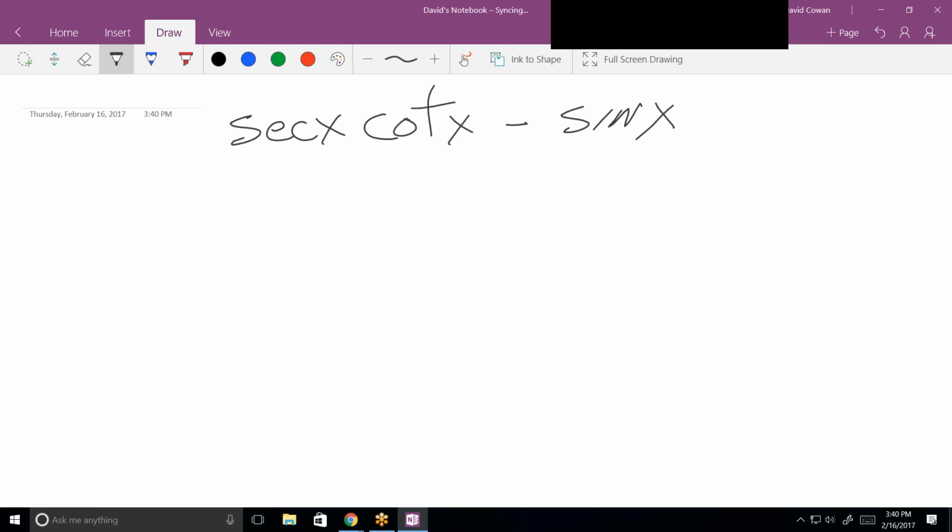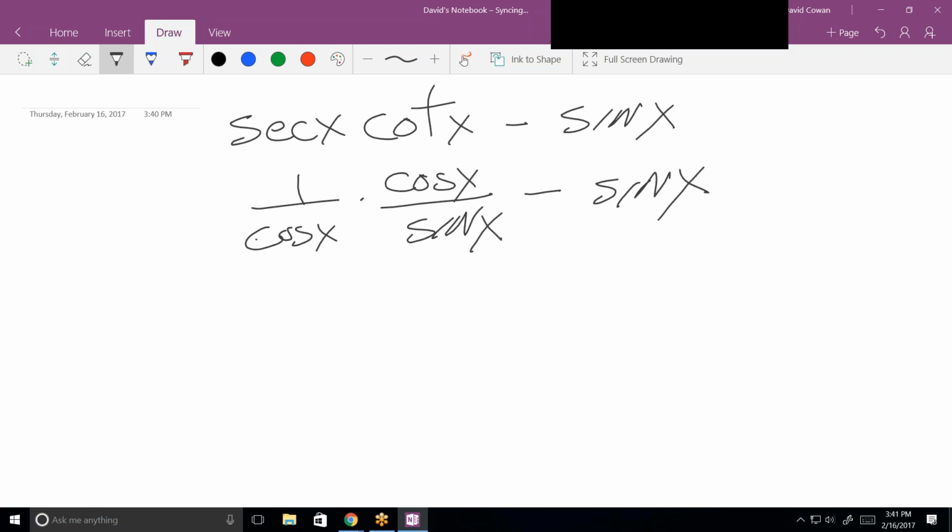Well, on these halfway problems, I guess I would call them, because they don't tell you what it's supposed to be equal to on the right side, let's just go ahead and do that. What's secant of x equal to? 1 over cosine x. And cotangent of x? Cosine x over sine x. Minus sine x. Okay, what's that equal to?